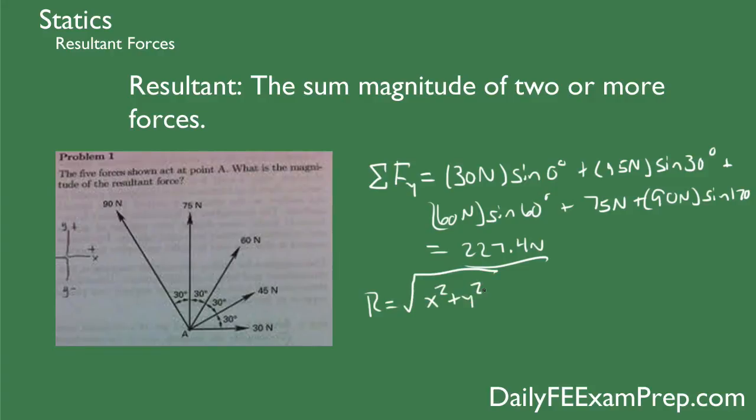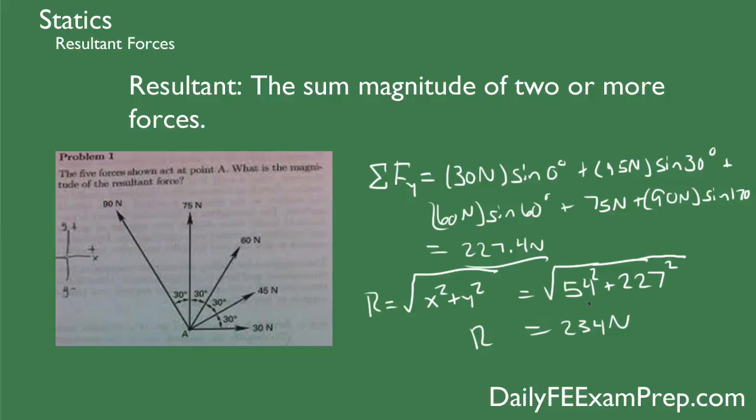So then when we solve for the resultant, the resultant is equal to the square root of the sum of the forces in the x squared plus the sum of the forces in the y squared. It's 54 plus 227, we get a resultant force equal to 234. Oops, I'm sorry, we've got to square these. Remember to square those. 234 newtons. So that's how you solve it. That's exactly how you solve that problem.